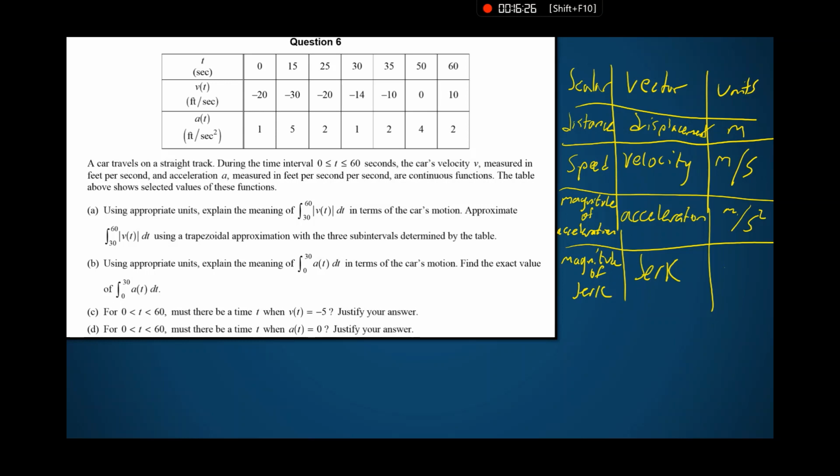Anytime that you derive in terms of time, you'll go down this chart. Anytime that you integrate in terms of time, you'll go up this chart. If you want to take a vector quantity and move to a scalar, so if I integrate the absolute value of velocity, I will get distance. So you'll move up diagonally. If I integrate the absolute value of acceleration, I would get speed. Okay, any questions on this?